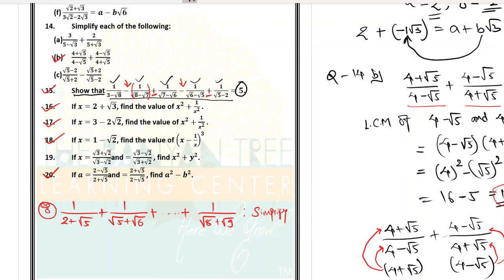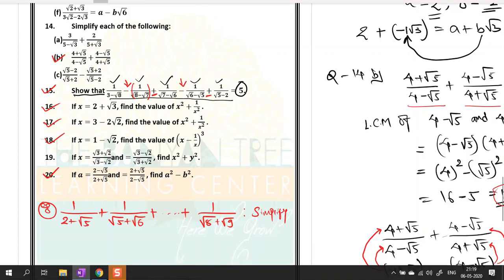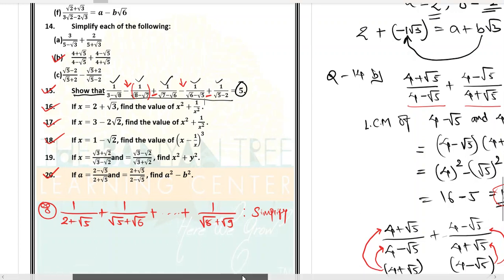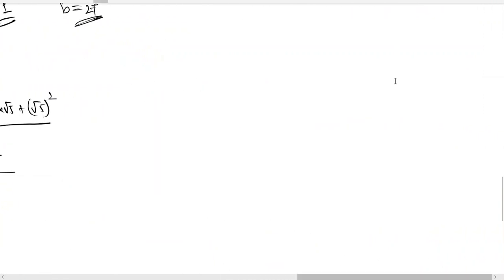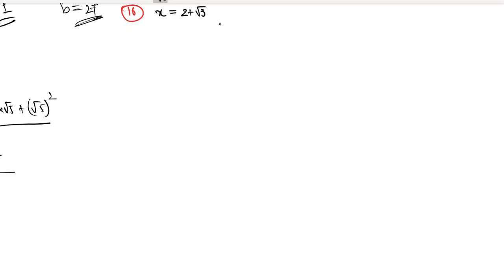Okay, question number 16. This looks interesting. If x is equal to 2 plus root 3, find the value of x square plus 1 by x square. Question number 16. X is equal to 2 plus root 3. You have to find the value of x square plus 1 by x square.